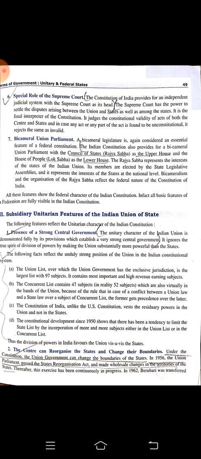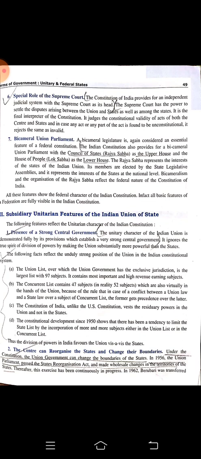Next, what points are there which make India quasi-federal? That means a few points are there in Indian polity where unitary features are also adopted. What kind of things are those? For example, presence of a strong central government. Whenever there is a discussion between the states and the central government, we know that there are three kinds of lists: union list, concurrent list, and state list.